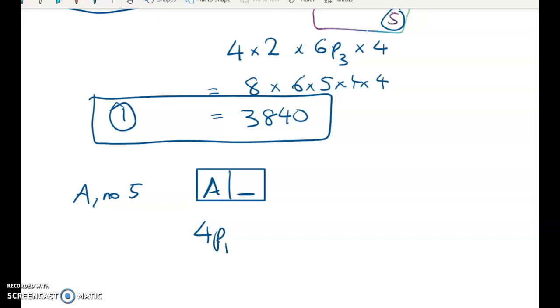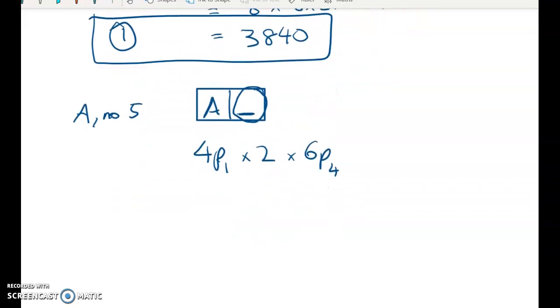4P1, so that's 4 times 2, and then I've got 6P4 here. So that one's a little bit easier. I don't have to think about the ordering in here. And that gives me 2,880. And then 5 and no A.